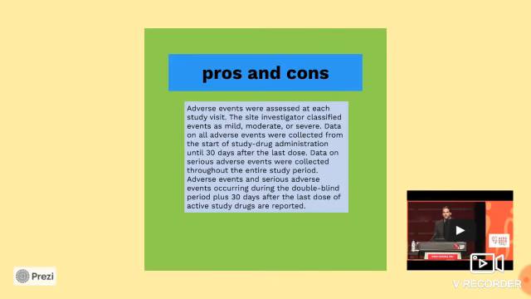Pros and cons. Adverse events were assigned to each study visit. The site investigator classified events as mild, moderate, or severe. Data on all adverse events were collected from the start of study drug administration until 30 days after the last dose. Data on serious adverse events were collected throughout the entire study period. Adverse events and serious adverse events occurring during the double-blind period plus 30 days after the last dose of active study drugs were reported.